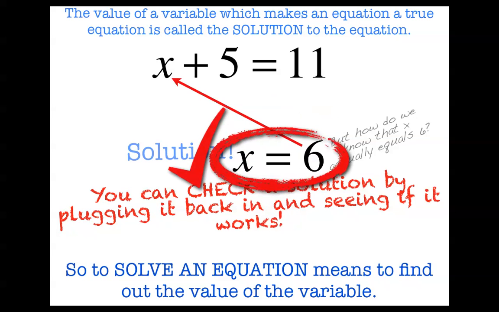I'm pretty sure it is, and so we can circle that solution, we can put a big check mark, and we can move on with confidence knowing that we solved that equation successfully. We really did get the actual true solution. X really does equal 6.